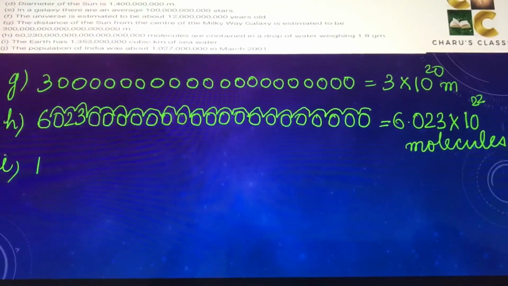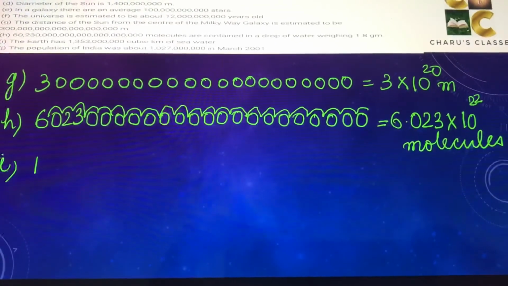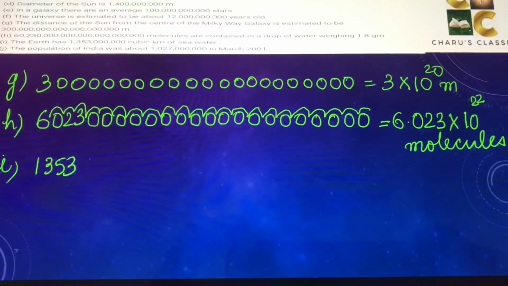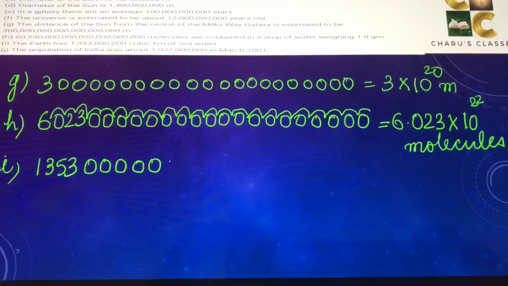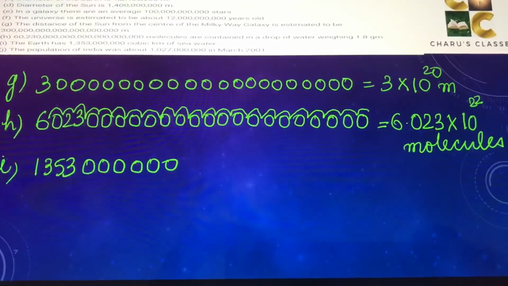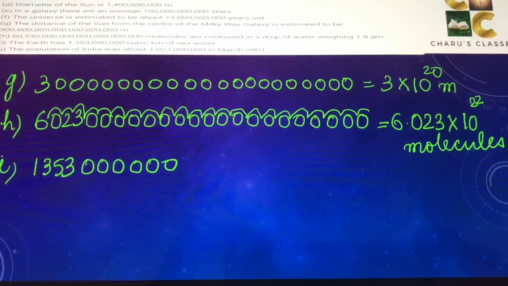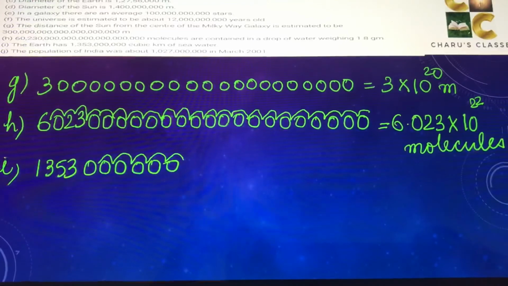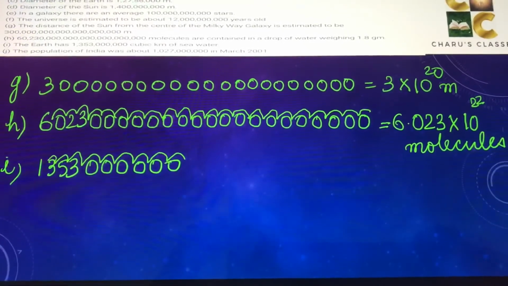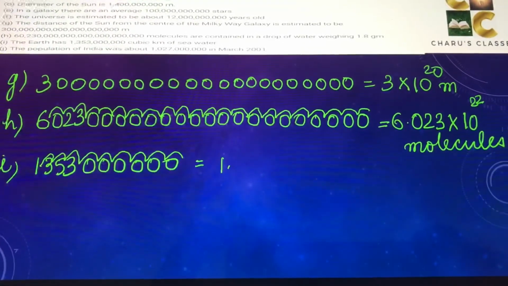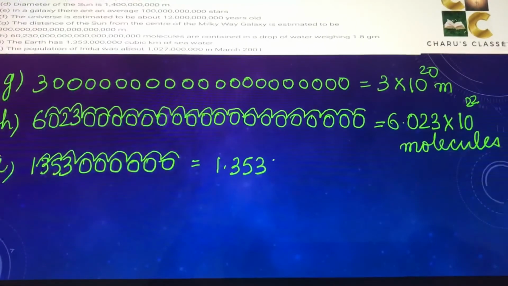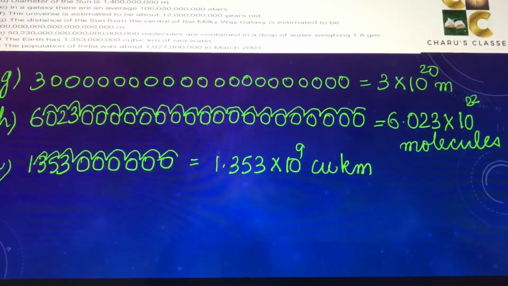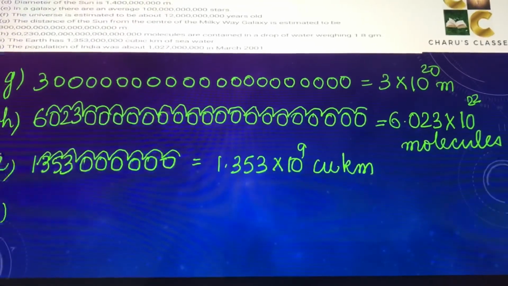I part, the earth has these many cubic kilometers of sea water. So this is 1353 followed by 6 zeros. We have to bring the decimal after 1 to make it into standard form. So 1, 2, 3, 4, 5, 6, 7, 8, 9. This number is 1.353 into 10 to the power 9 cubic kilometers.